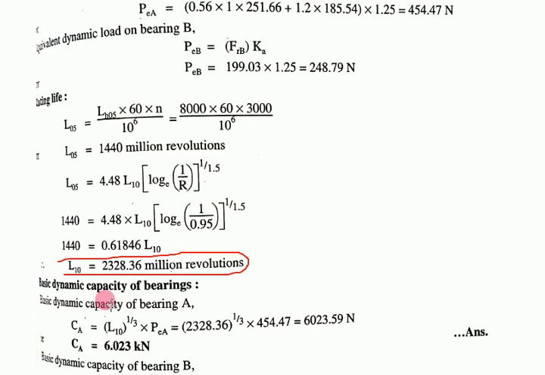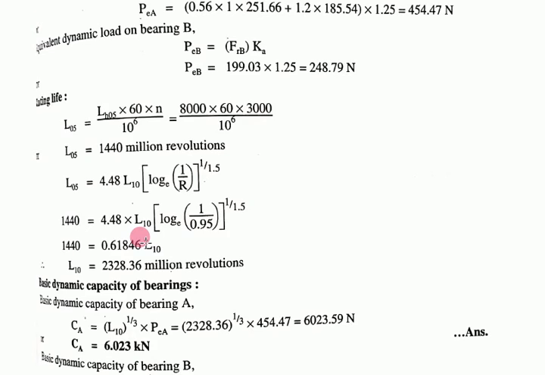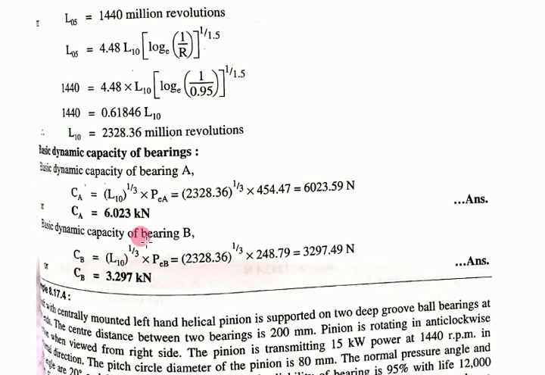Next we are going to find the basic dynamic capacity of the bearing. So we also have an equation for that. So CA is equal to, for A and for B we have to find, L10 raised to 1 by 3 into PEA. So when we put the value in this, we get the basic dynamic capacity, which is in Newton. So in kilonewton we can find here 6.023 kilonewton. Same way CB we can find, 3.297 kilonewton. So by this way we can find the basic dynamic capacity of A and B, then rating life, then all the things.